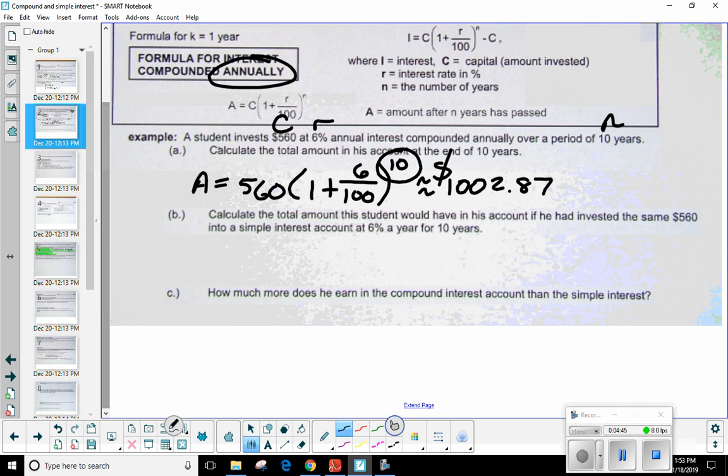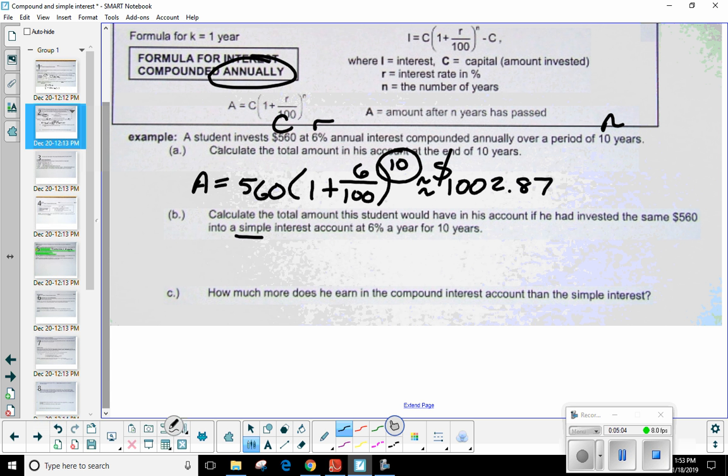Okay, B, calculate the total amount this student would have in his account if he had invested the same $560 into a simple interest account at 6% a year for 10 years. So what was the formula we were looking at yesterday for that?